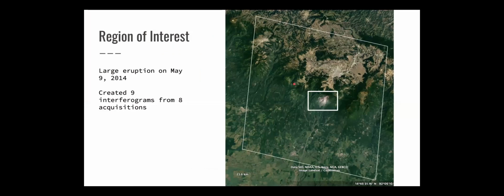And so this is what the region looks like. There was a large eruption on May 9th, 2014. And I've created 9 interferograms from 8 acquisitions. And just to note, it is pretty highly vegetated here. So you have the whole region, and a lot of the interferograms will be more correlated in the less vegetated area. But then the actual region of interest where the volcano is, is in this smaller box.